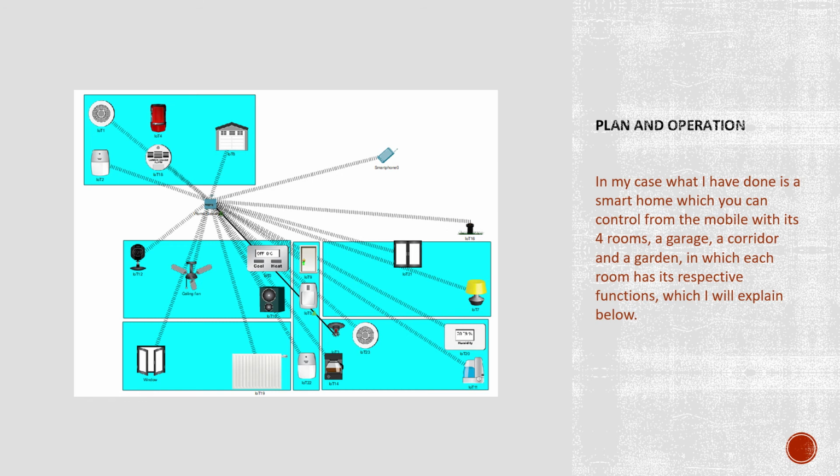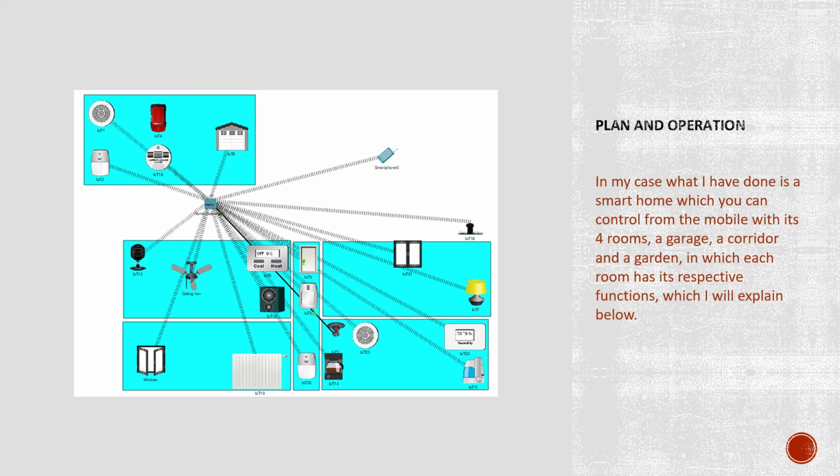Plan and operation. In my case, what I have done is a smart home that you can control from the mobile, with its four rooms, a garage, a corridor and a garden.